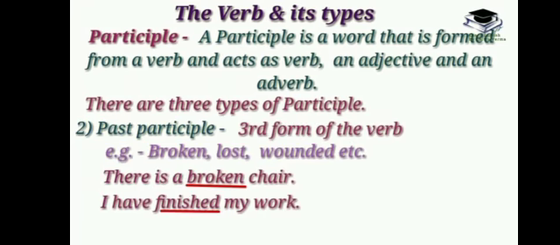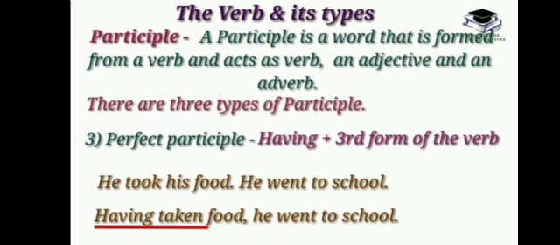Now come on to the second type, that is past participle. Over here students, you can see that past participles, in simple words, can be said to be the third form of the verb. For example, broken, lost, wounded, etc. There is a broken chair. I have finished my work. So you see that this third form of the verb can be called a past participle.